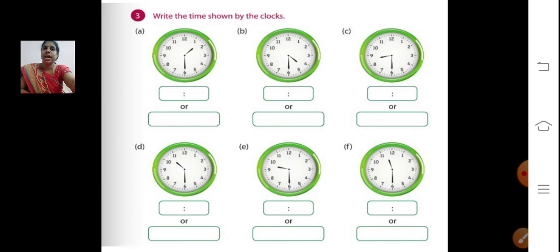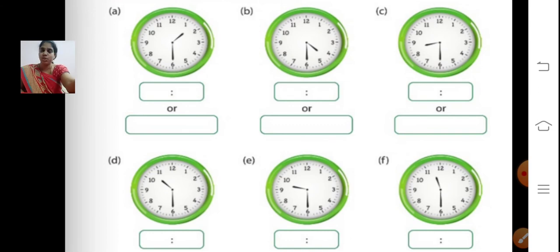Have you all finished this? Yes. Now write the time shown by the clock. You know how to write the time shown by the clock, isn't it? By seeing the clock, you can write the time. So the question is, write the time shown by the clock. We saw a few sums. The remaining 2 sums you do as homework.